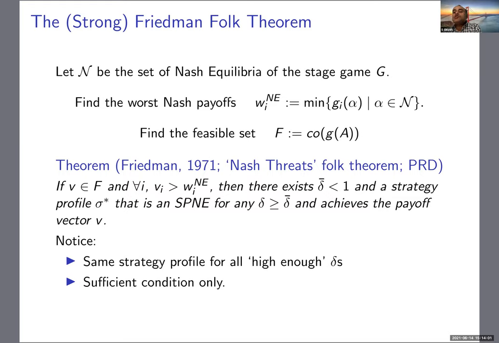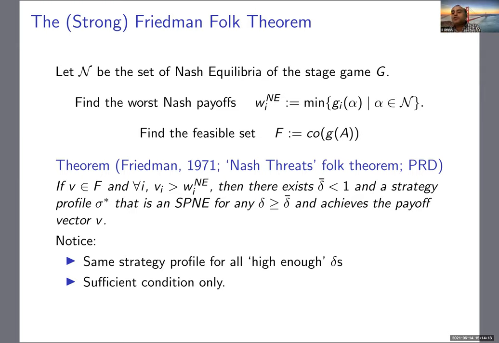Okay, and this achieves the payoff vector V. Yes, sorry, there was a question. Yes, I mean, so the WINE could be higher than the min-max payoff that's normally used in the corpus. That is exactly right. Thank you for this comment. And we are going to get to it right after the next bullet point.